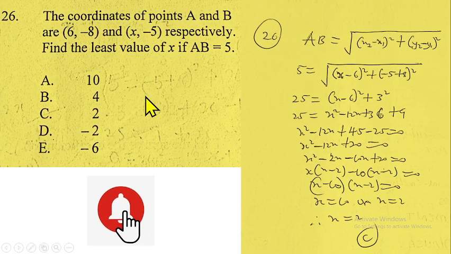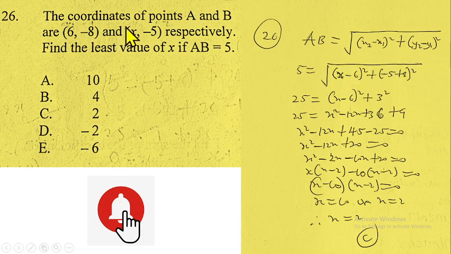Question number 26 is from coordinate geometry. The coordinates of points A and B are 6, minus 8 and x, minus 5 respectively. Find the least value of x if AB is equal to 5. So the distance AB is equal to 5, so we can find the distance between these two points using the coordinates of A and B. What's the distance between 2 points given their coordinates? That will be square root of x2 minus x1 squared plus y2 minus y1 squared. We have been given the distance AB already, which is 5.